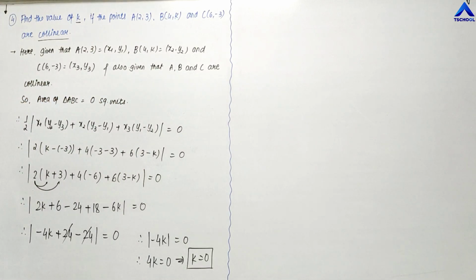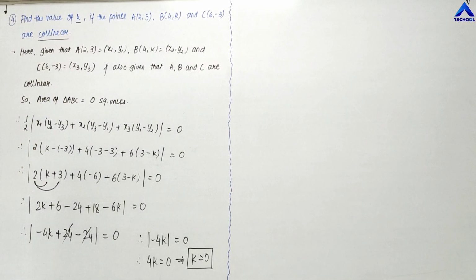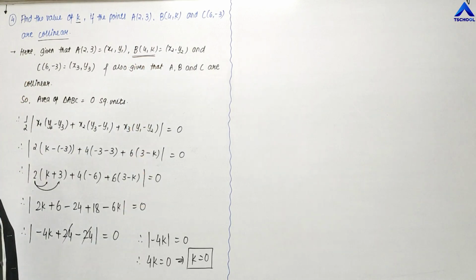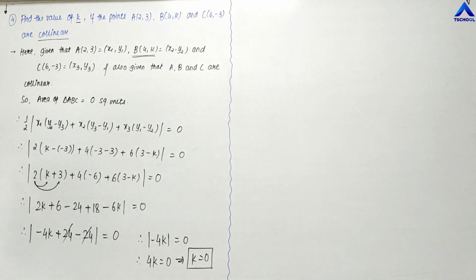This implies K is also equal to 0. So friends, we got the value of K here, that is K equals 0. You can also verify by putting 0 in place of K in (4, K), that is (4, 0). You will get the point as (4, 0), and whether you are getting the area equal to 0 or not, you will verify by yourself. Okay, so that is how you can find the value of K, that is the value of the unknown coordinate that is given to us. Okay, is this thing clear, friends?